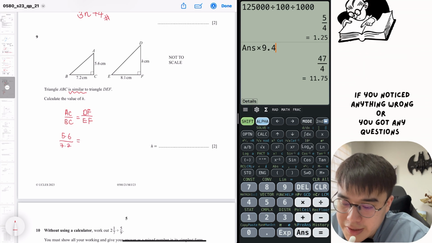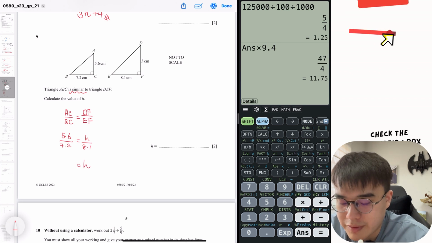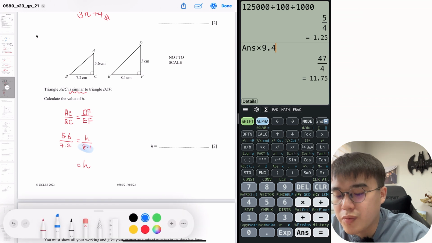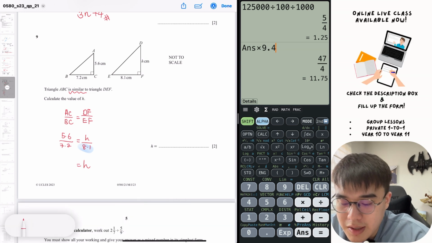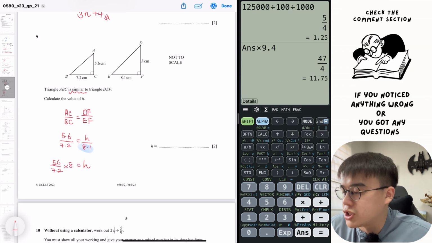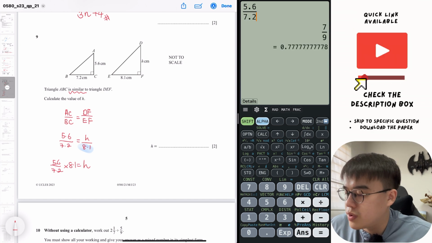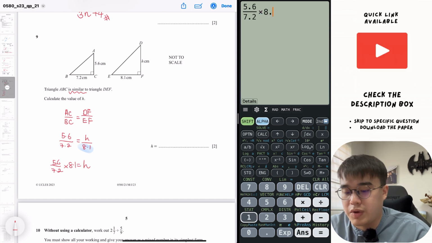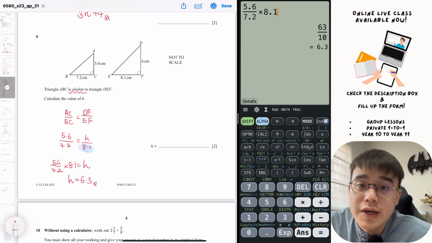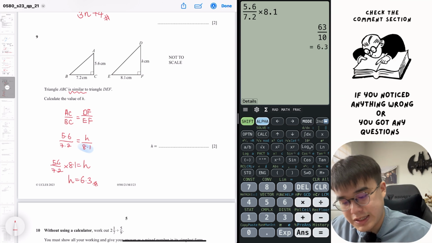You'll be able to identify that to find H, there's only one thing that you have to get rid of, which is this 8.1 here. So the moment when you shift it to the back, since it's a divide, it will automatically change into multiplication. So 5.6, 7.2 times 8.1, and we get the balance of 6.3. Okay, so this will be the answer for question 9.